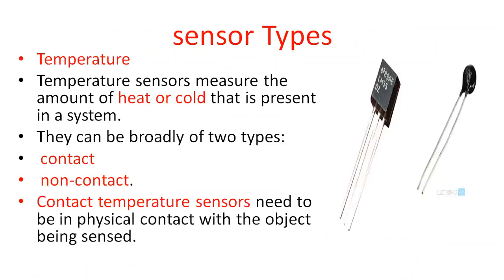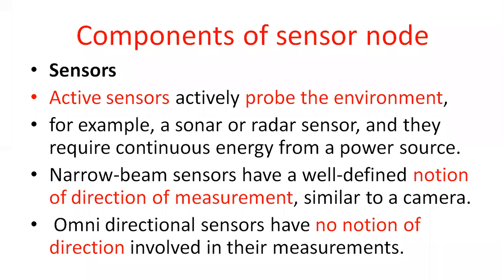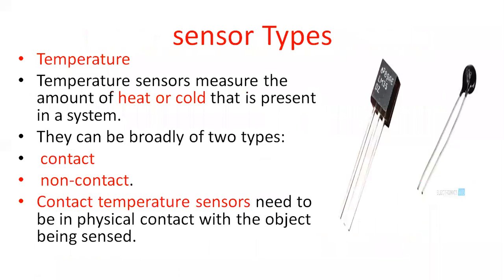Coming to the different types of sensors, these are all categories. In the category, some of the sensors are active sensors, some of the sensors are passive sensors. Based on certain types, different types of sensors are there. Here, what are the different types of sensors you are using in an IoT system?